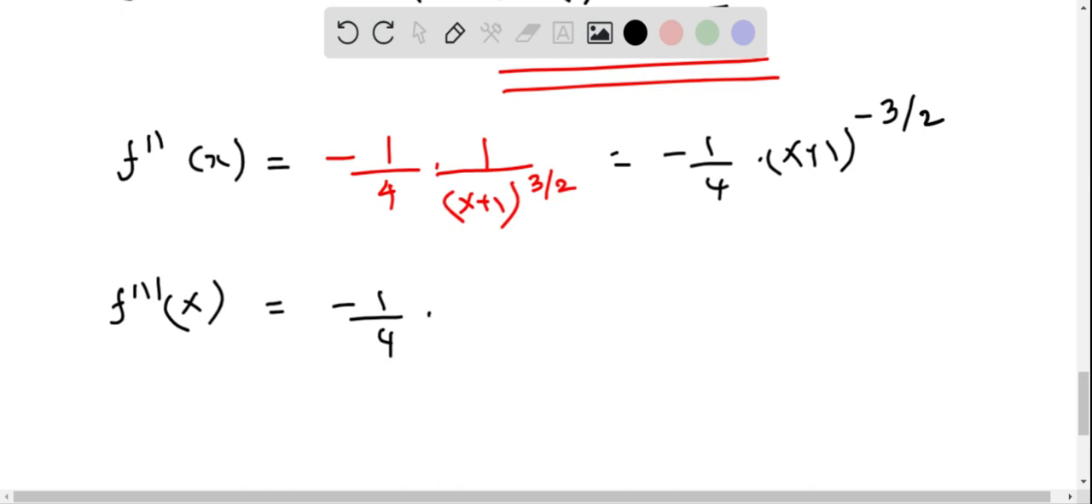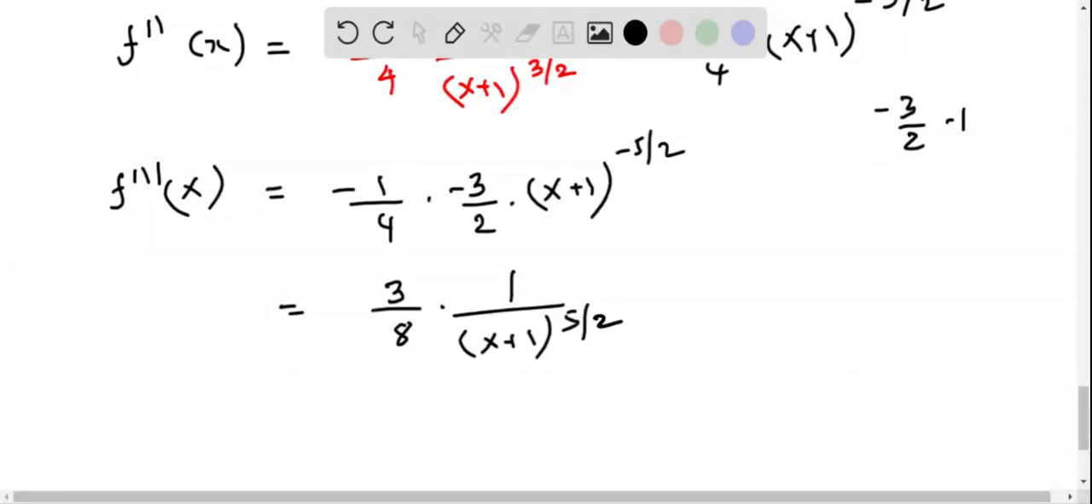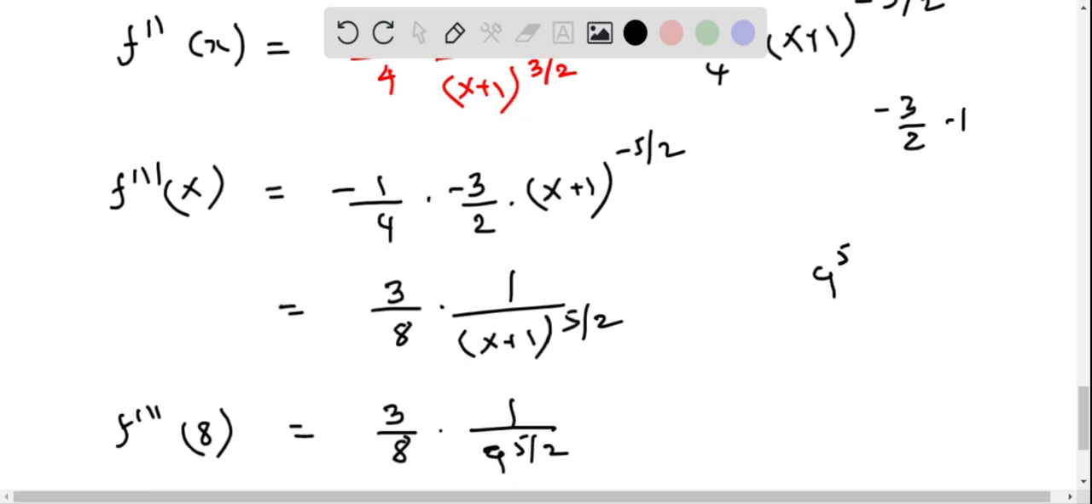So when we apply the power rule, we'll be getting minus 3 by 2 x plus 1 raised to the power of minus 3 by 2 minus 1. This is equal to minus 5 by 2. So this comes out to be, when we simplify, a positive 3 by 8 divided by x plus 1 raised to the power of 5 by 2. We can find f triple prime of c. If you replace c by 8, we get 3 by 8, 1 by 8 plus 1, which is 9 power 5 by 2.